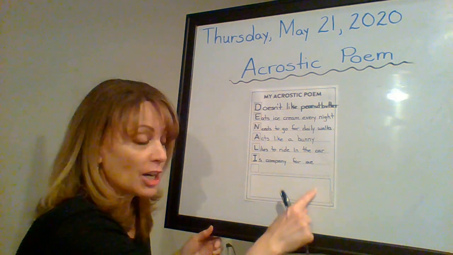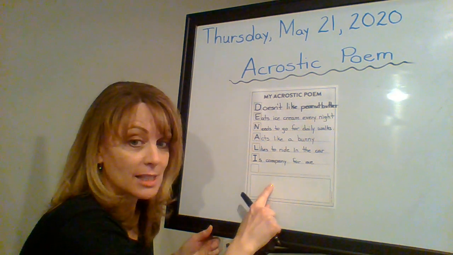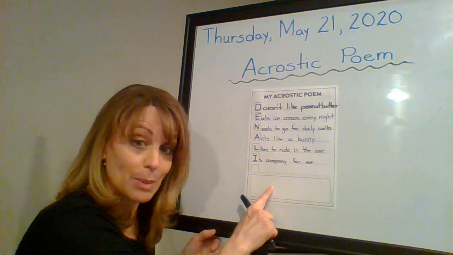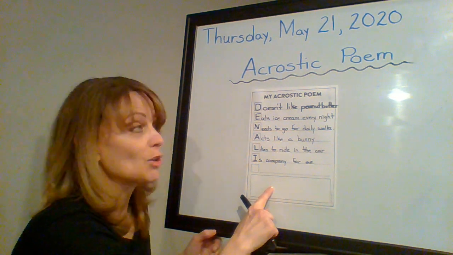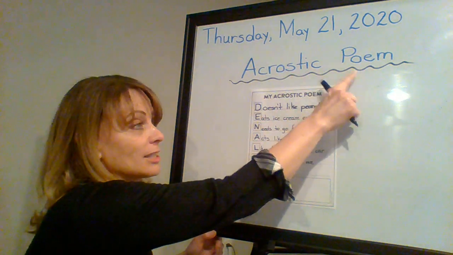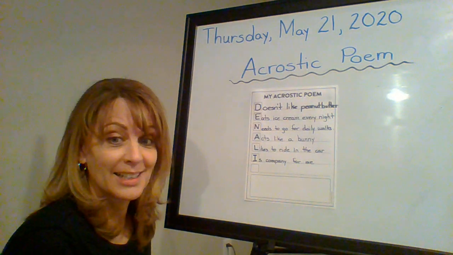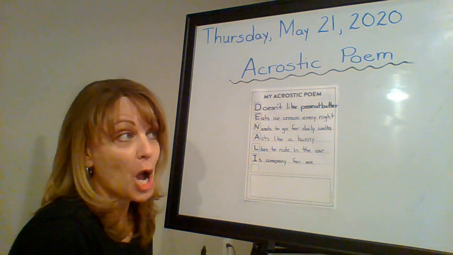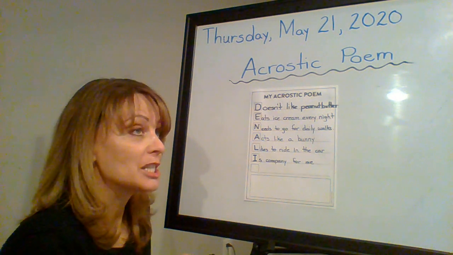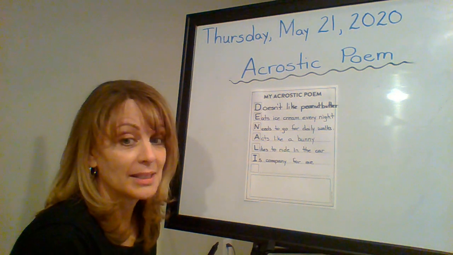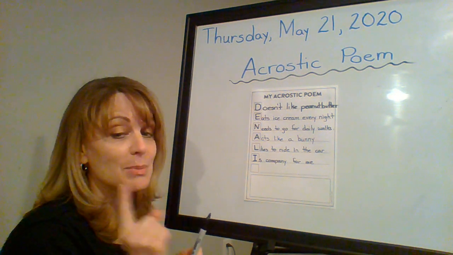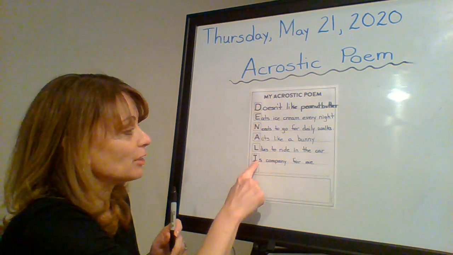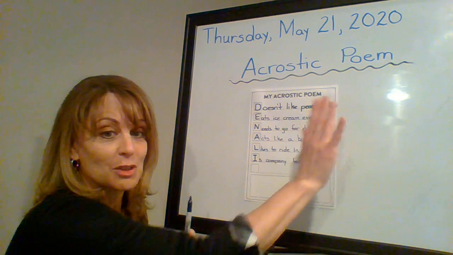And down here, what do you think you're going to do in this box? You're going to draw a picture of your person or your animal, whomever it is that you are describing, to make your acrostic poem. So what do you think? Who are you going to do? You're going to do your mom, your dad, your brother, your sister, your pet. I bet I am going to be able to guess who some of you will do. But remember, each of the letters is a capital and then you describe them.